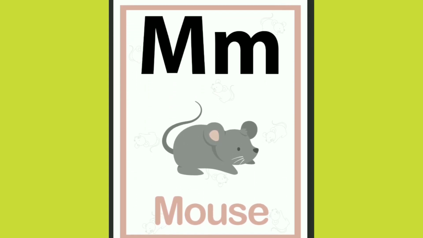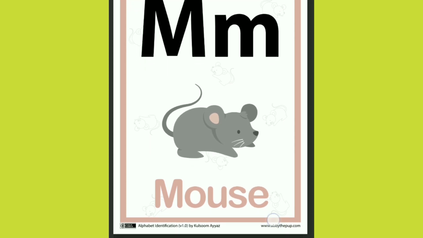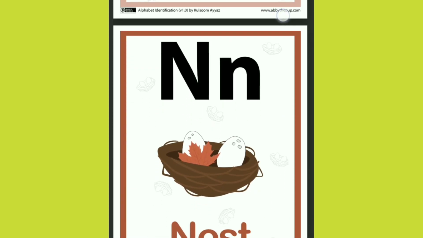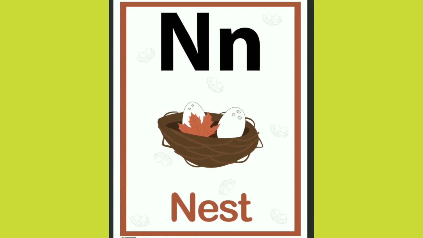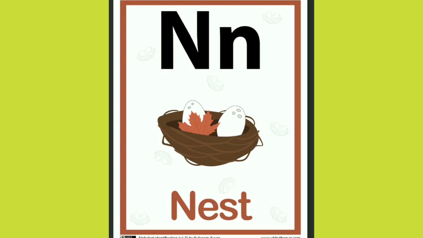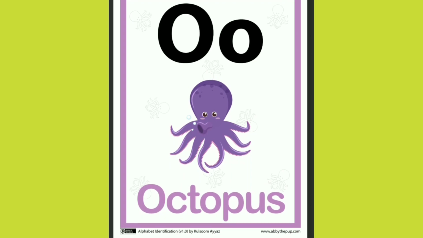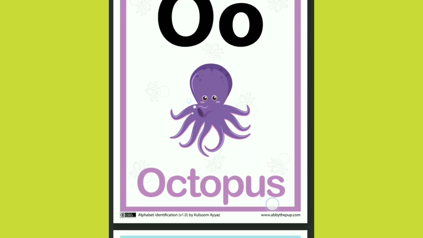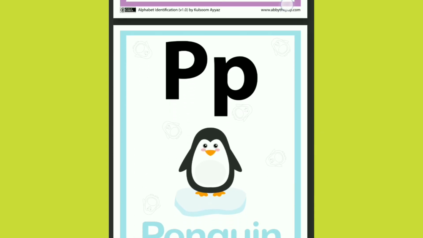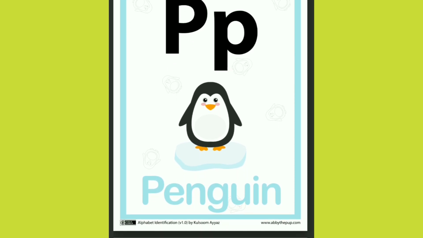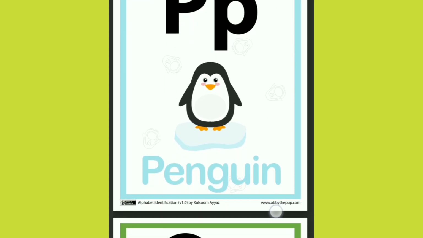M for mouse. N for nest. O for octopus. P for penguin.